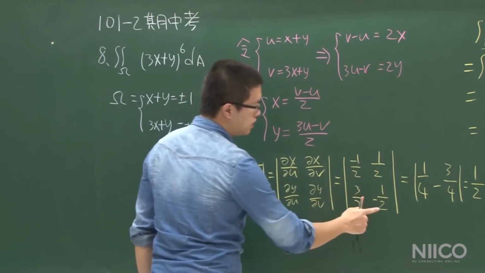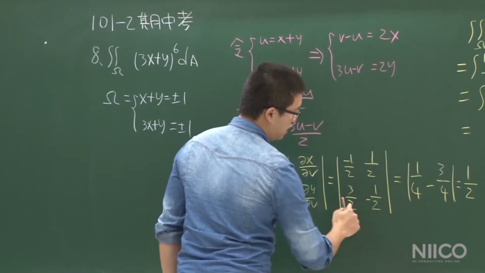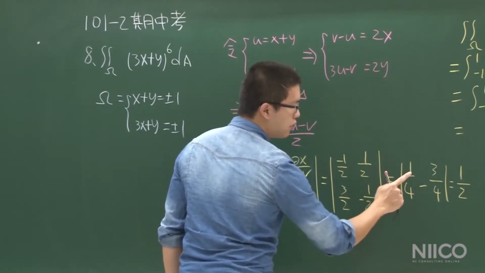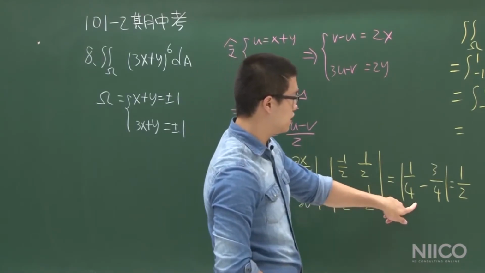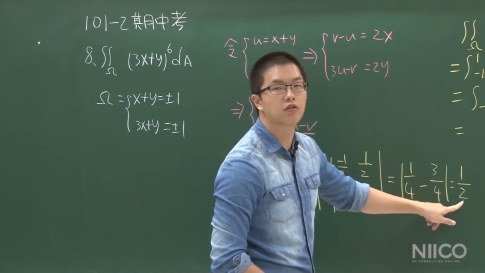So the Jacobian is 1/4 minus 3 over 4. So it is just 1/2. And remember that we have to put an absolute value on the answer of this equation. Anyways, the Jacobian is just 1/2.